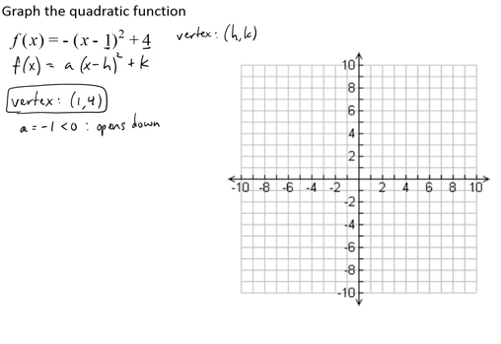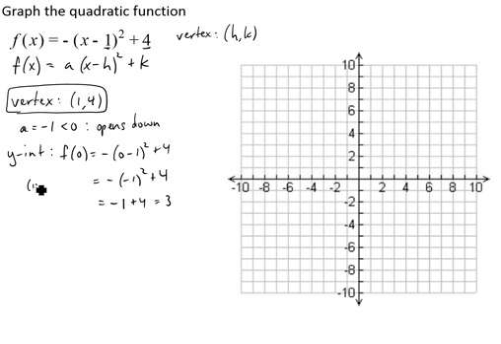So to get a couple other points to plot in order to generate an accurate graph, let's go ahead and find the intercepts. We find a y-intercept of any graph by plugging in 0 for x. So if we evaluate that there, 0 minus 1 is negative 1. Negative 1 squared is positive 1, so we have that negative from the outside there, so we get negative 1 plus 4, and that's 3. So our y-intercept is the point 0, 3. So we can plot that point as well.